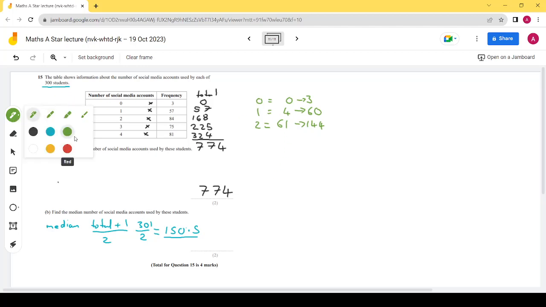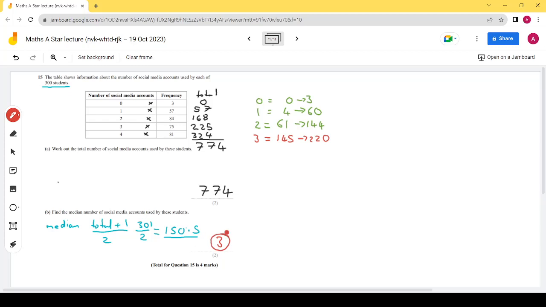But we can be pretty sure it's going to be in the next group. So I'm going to change colour just because it's going to be 3 equals from 145 to 220, I believe. But regardless, it's going to be in this group because the 150th and the 151st are in this group. So it'll be number 3.